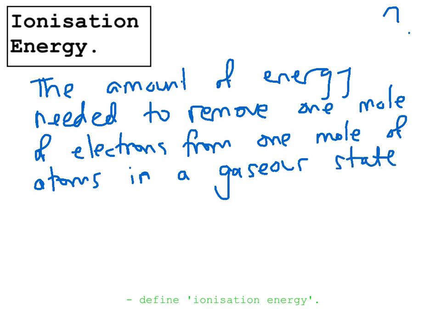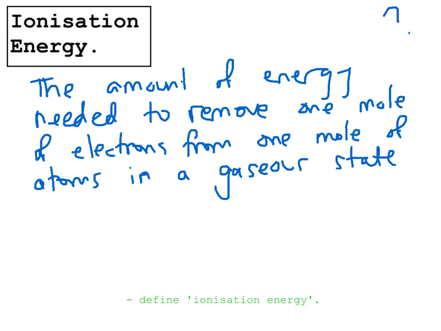Now there are always 3 marks for a definition of ionization energy question. The first mark is to say the amount of energy needed. The next one is to say to remove 1 mole of electrons. And it has to be 1 mole, so that's what the mark is for. And the last one is for saying it's from 1 mole of atoms in a gaseous state. So that's the third mark there, the gaseous state mark.